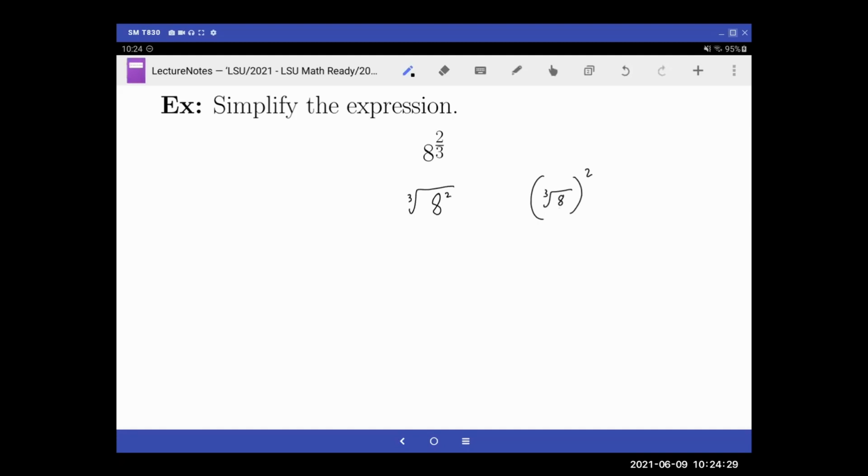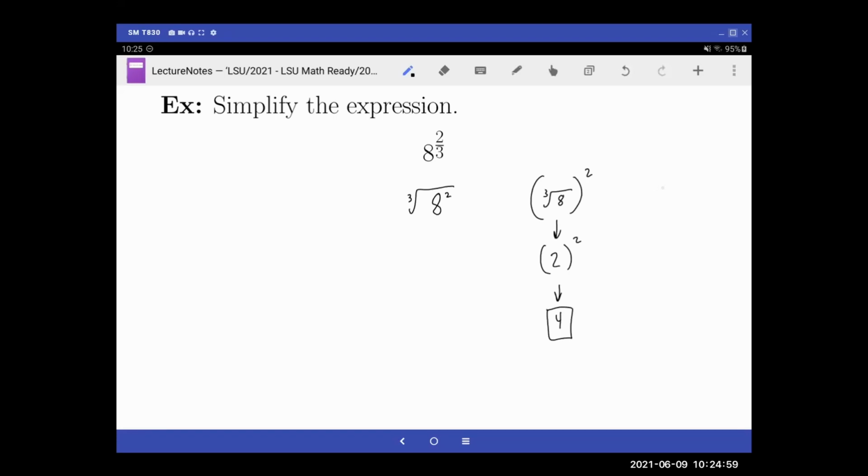Remember, the third root of 8, if you look back way in the beginning, we talked about that list of roots to memorize. 2 to the third power is 8. So this is really a 2. The cube root of 8 is 2. And so that's really just 2 squared. 2 squared is 4. That's one way to look at it.